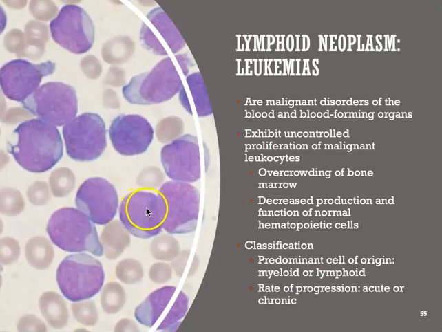So you can see that we have lots of white blood cells over here. Now, typically these are pretty sparse amongst the red blood cells. And so when we overcrowd the bone marrow, it disrupts the production of normal blood cells, and this can lead to anemias, infections, and bleeding complications. And we are going to classify leukemias by their predominant cell of origin, that could either be myeloid or lymphoid, and their rate of progression.